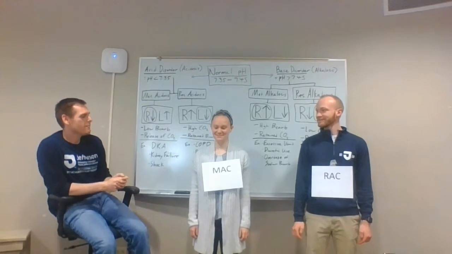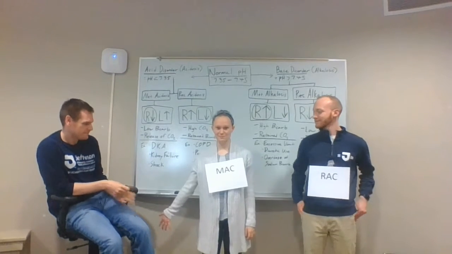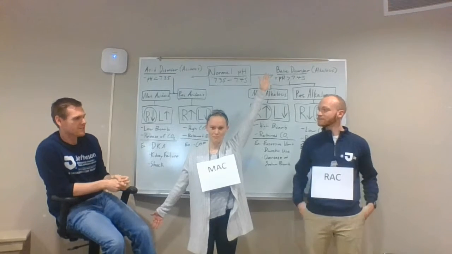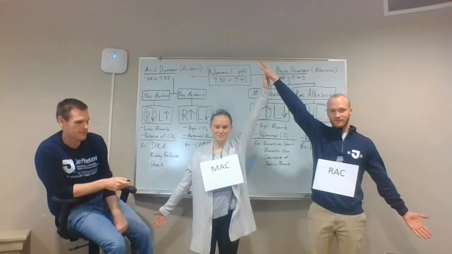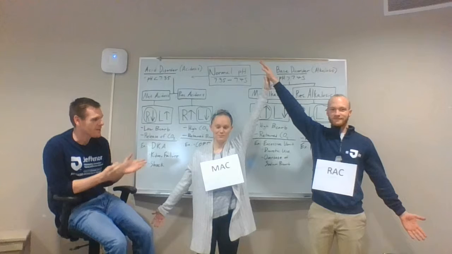So Kate, our metabolic acidosis, is going to have a low renal function with a high pulmonary function. And with our respiratory acidosis, we've got a high renal function and a low pulmonary function, or the letter A, if you want to think about it that way. So when you think acidosis, think of the letter A.